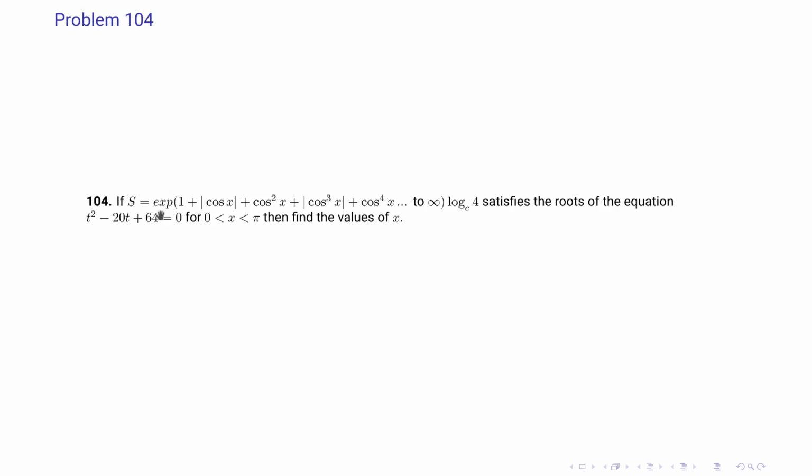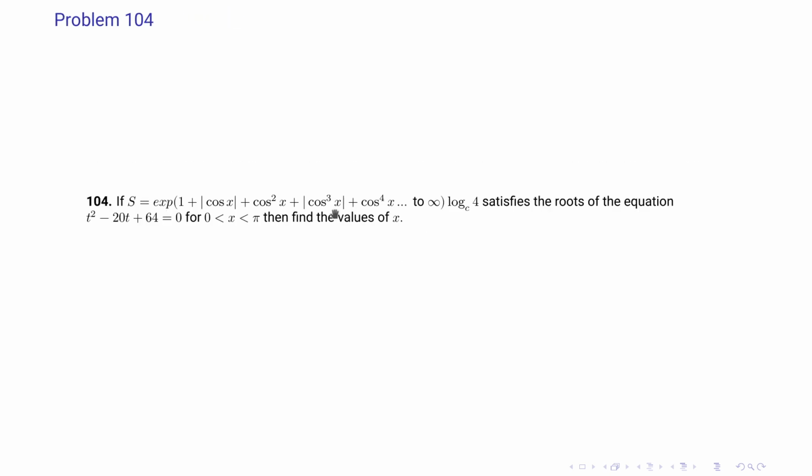If s is equal to e to the power 1 plus modulus of cos x plus cos square x plus cos cube x plus cos 4x up to infinity, multiplied with log of 4 with base e, satisfies the roots of the equation t square minus 20t plus 64 is equal to 0, for 0 less than x less than pi, then find the values of x. It should be log of e, not log of c.